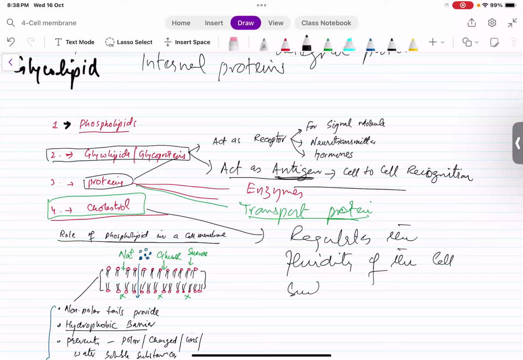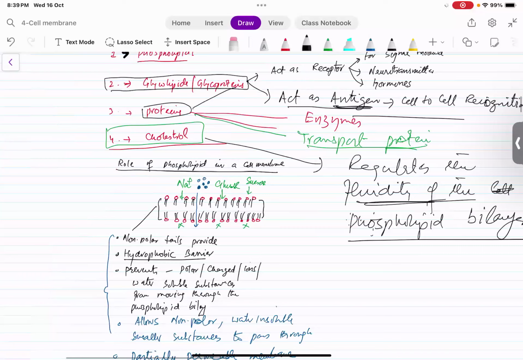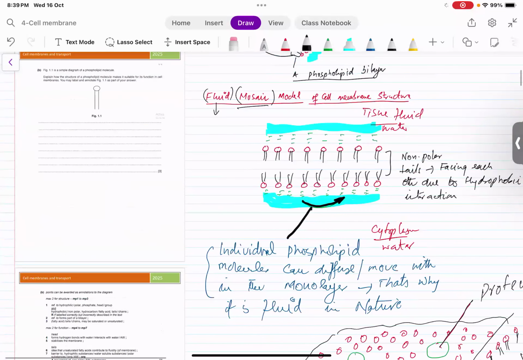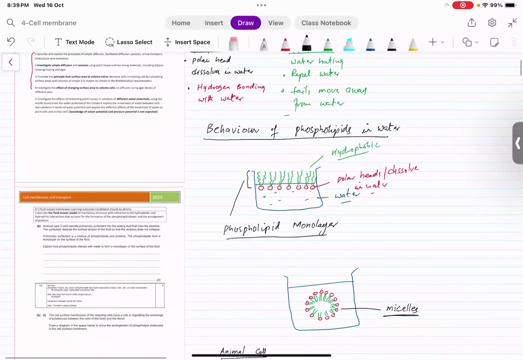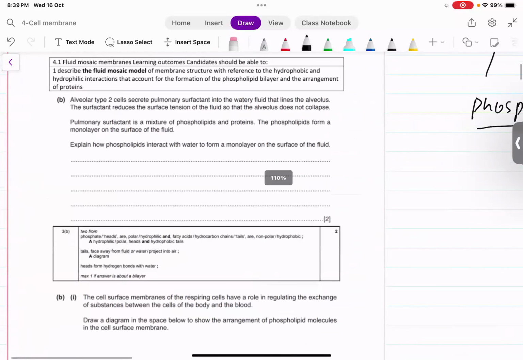So let's see some reinforcement questions on these topics that we have discussed, and we will continue further with the structure, the components, and the factors that affect the fluidity of the cell membrane in the next topic. And before that, let's see some reinforcement questions on this topic. Okay, so let's see. This is the first part.